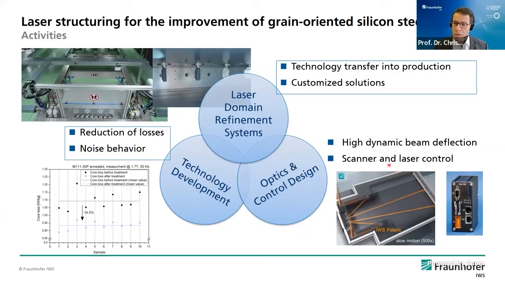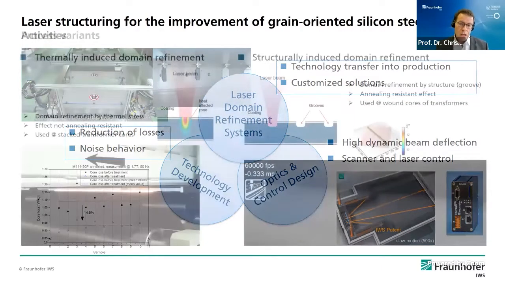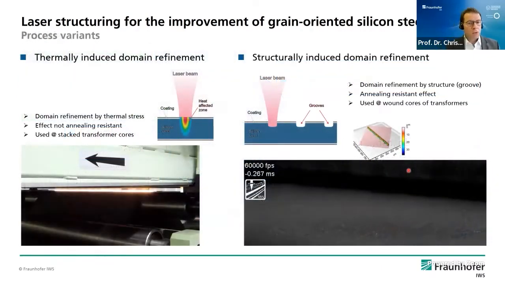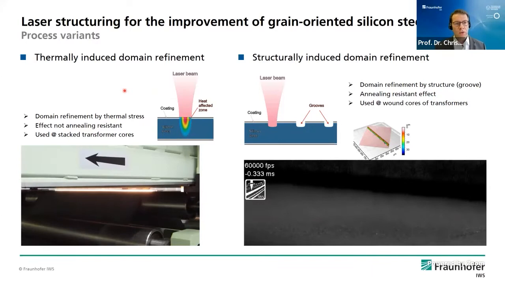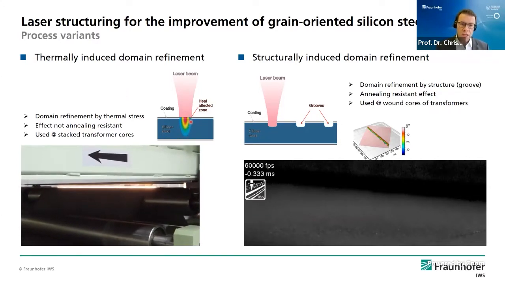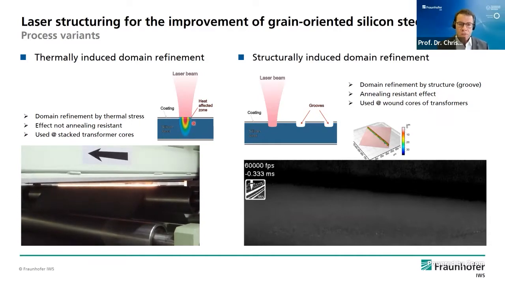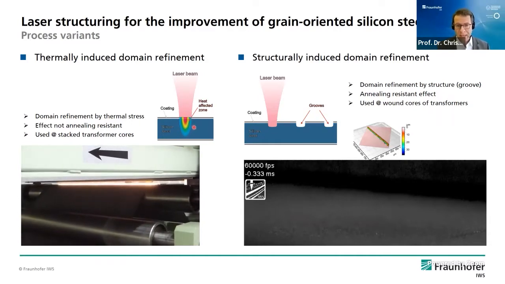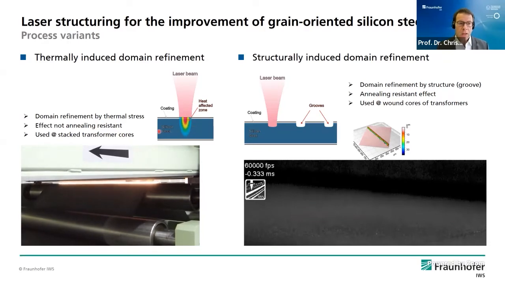development, and we have recently developed a highly dynamic beam deflection system accompanied with a scanner and a laser control system. And we are basically following two different approaches with the structuring technology here. The first variant is shown on the left-hand side, which is a purely thermally induced domain refinement, where we use the laser as a heat treatment tool, and we refine the magnetic domains by using heat through thermal stresses.